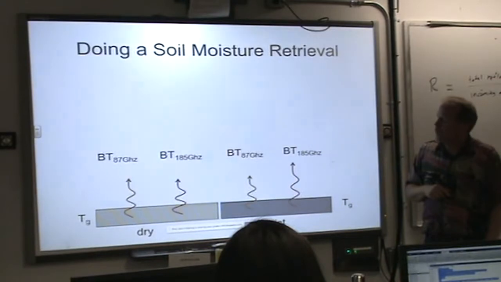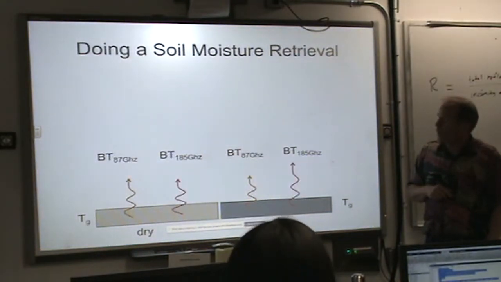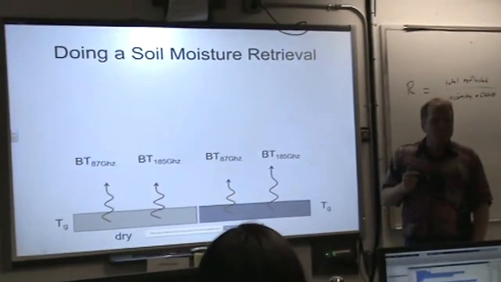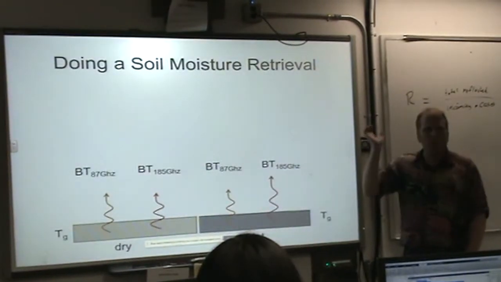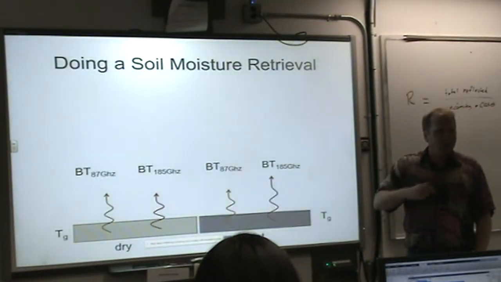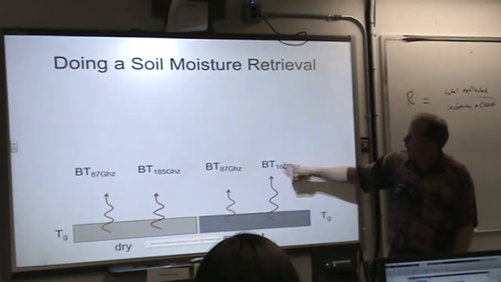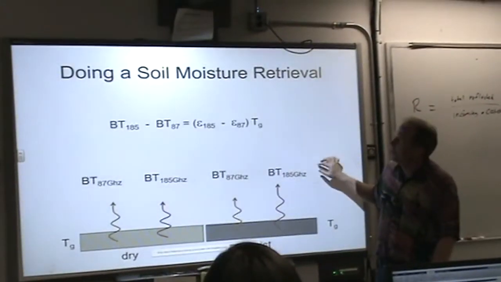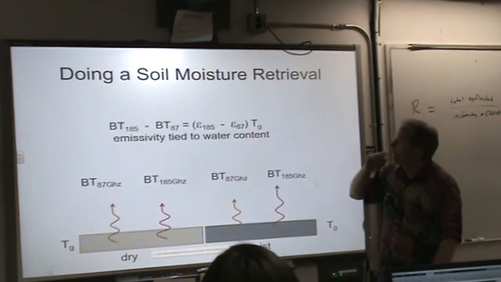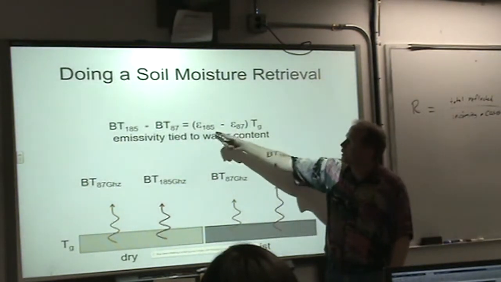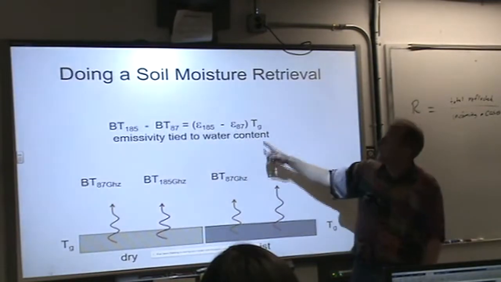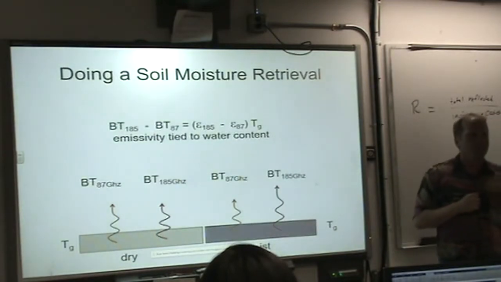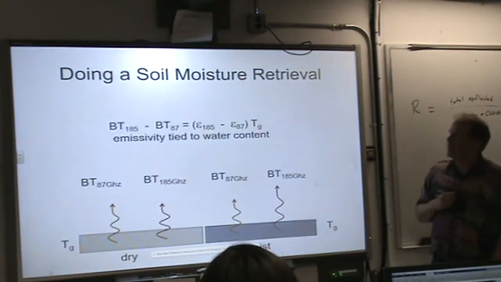Now, I said this a little bit wrong actually, because I was talking about absorption. There's a good absorber and a good emitter. Which means that 185 gigahertz, it absorbs very well, it also emits very well. So we're actually going to have more emission at 185 gigahertz than we're going to have from 87. So we can go through the same thing, just look at the difference between them. And the difference in emissivities is going to go as the water content. So we're going to see different brightness temperatures depending on how much water content there is. Okay? So that's how you can get soil moisture.